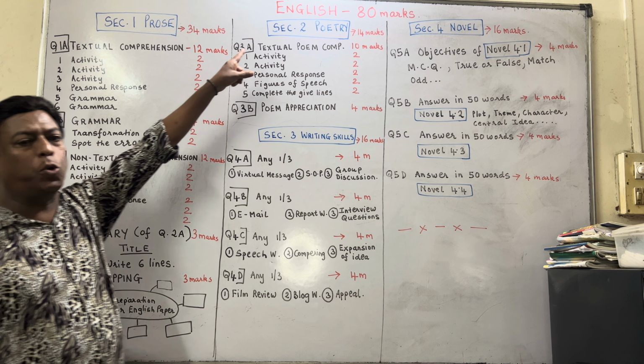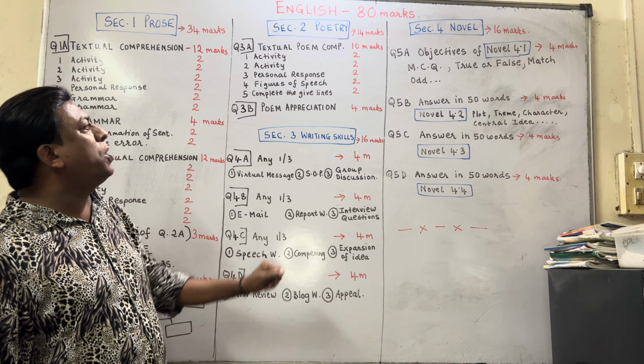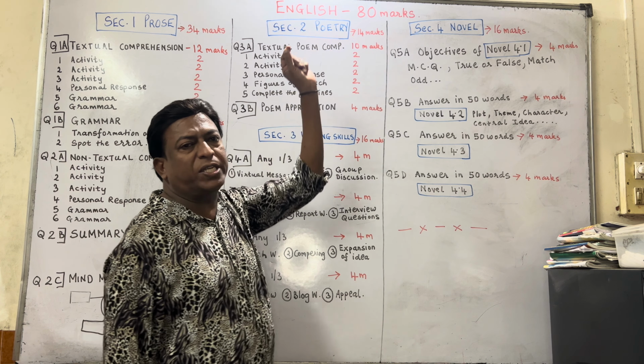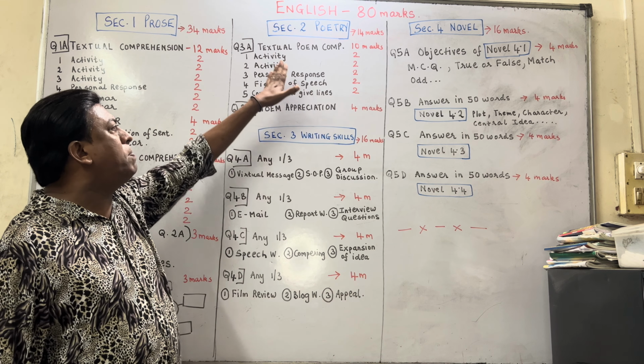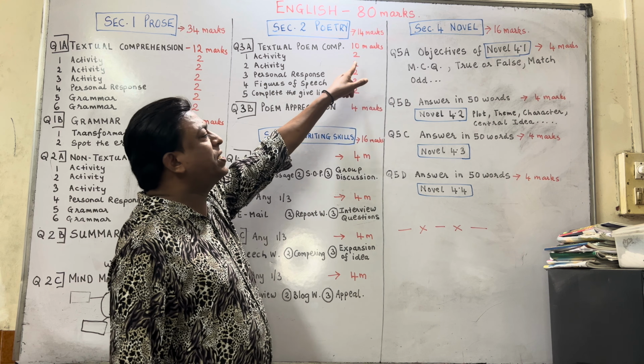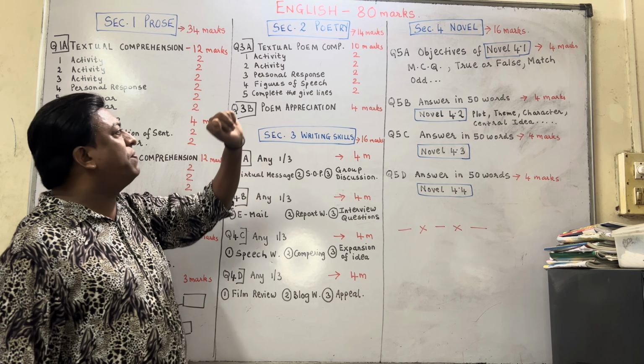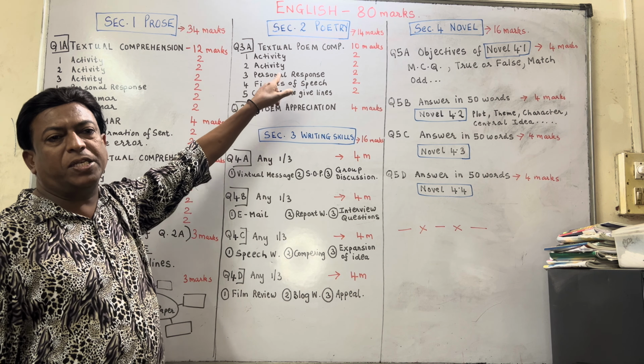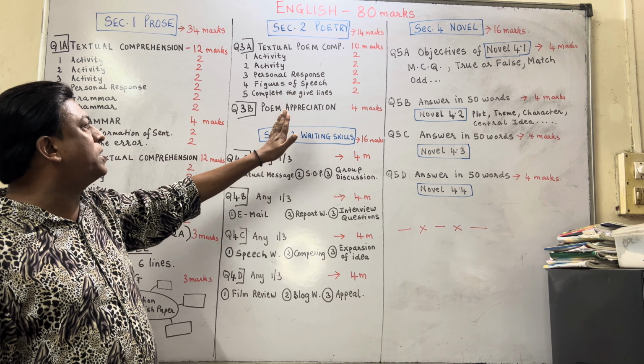Then comes section 2, that is poetry. Poetry, again, total 14 marks. So there are around 8 poems. You have to go through those poems. Again, that is 10 marks. So 5 questions, 2 marks each. 2 activity based, 1 personal response. Again, don't leave any personal response.